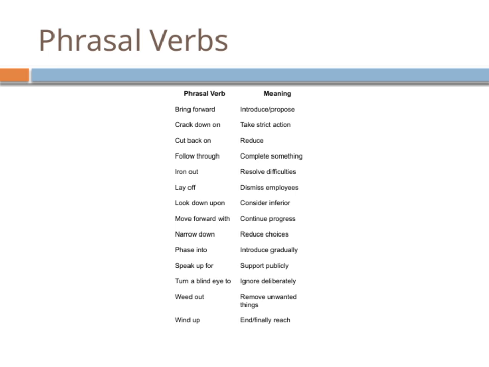Next, crack down on refers to taking strict action against undesirable behaviors or practices, which is often necessary to maintain standards. Cut back on is about reducing the amount of something, perhaps costs or resources, to improve efficiency. When we talk about follow through, we're emphasizing the importance of completing a task or project once it's started. Iron out involves resolving difficulties or issues that might be hindering progress.